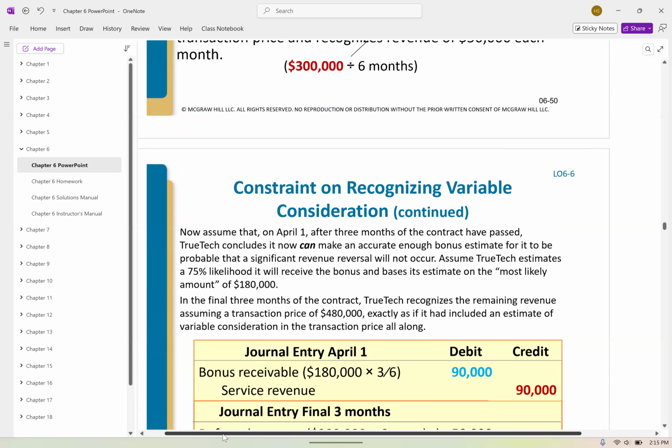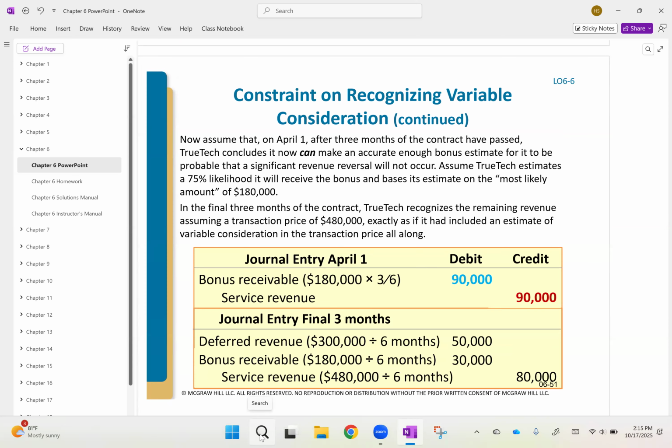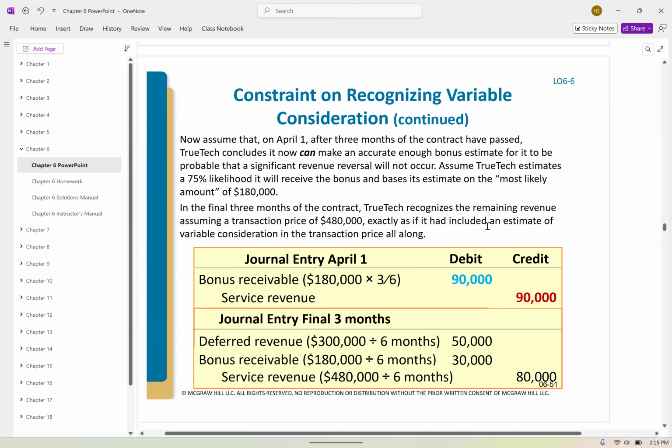Now, let's assume that on April 1st, after 3 months of the contract have passed, TrueTech concludes it now can make an accurate enough bonus estimate for it to be probable that the significant revenue reversal will not occur. So assume TrueTech estimates a 75% likelihood it will receive the bonus and bases its estimate on the most likely amount of 180,000. Okay, so 3 months have passed. We are going to record 90,000. That was the 3 months, 30K multiplied times 3 months.